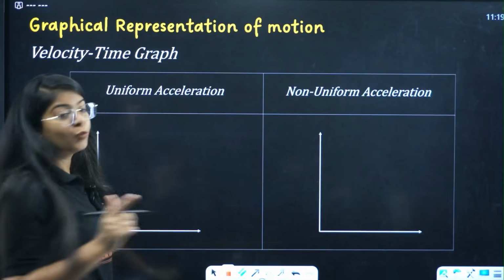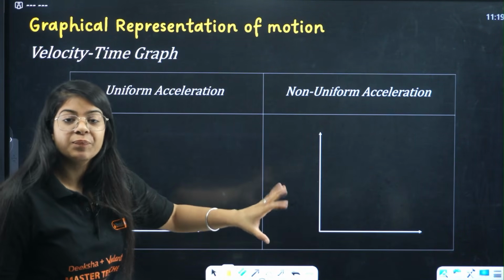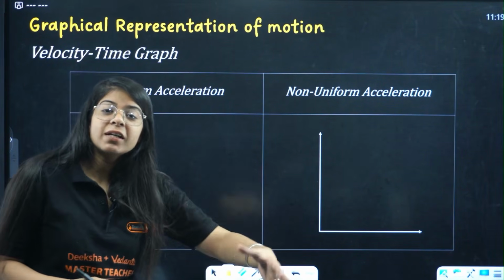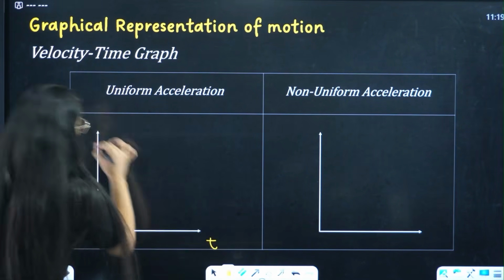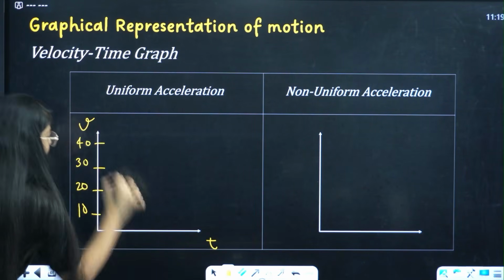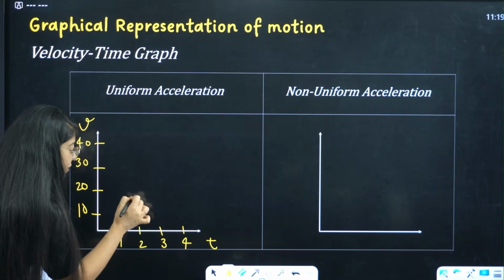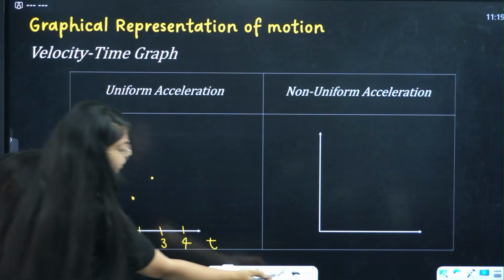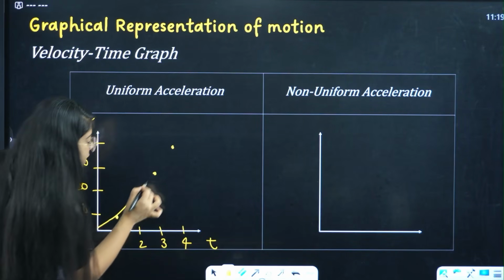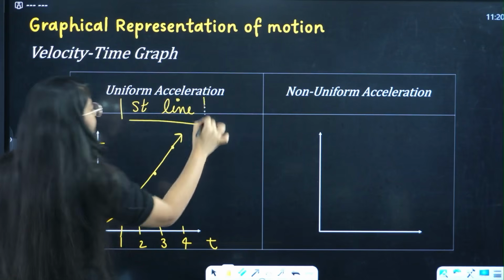But we have two more cases of velocity. First is uniform acceleration. That means velocity is increasing continuously, in equal intervals in equal time. So this is time, this is velocity, with the same values, but this time the velocity is not changing randomly. In the first second it was 10, second second it was 20, third second it was 30, and fourth second it was 40. So it is continuously increasing, and this will be a straight line.